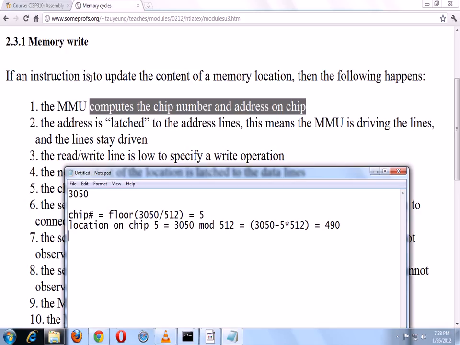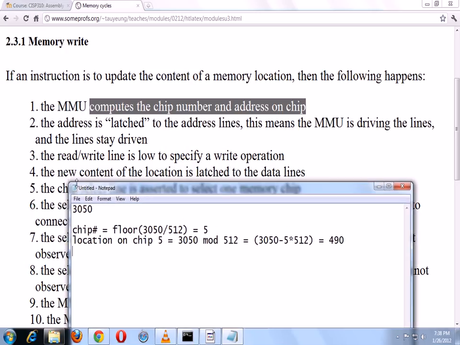Okay. The read-write line will then be turned low to specify this is a write operation, just like in the previous slide. A low signal in this case means a write operation. And then the MMU will also specify the new content of the location onto the data lines.